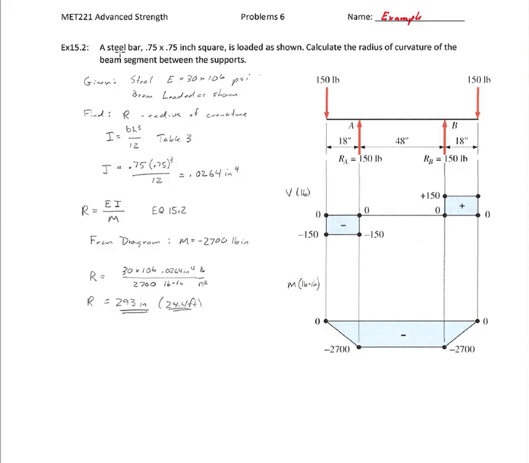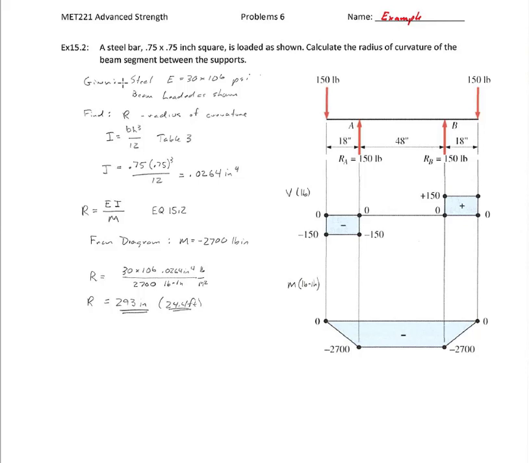The beam is a steel bar, 0.75 by 0.75 square inch, loaded as shown. Calculate the radius of curvature of the beam segment between the supports. Okay, so we're given the beam loaded as shown. We're given that it's steel. Because it's steel, our modulus of elasticity is 30 times 10 to the 6th psi. And we're going to find the radius of curvature.